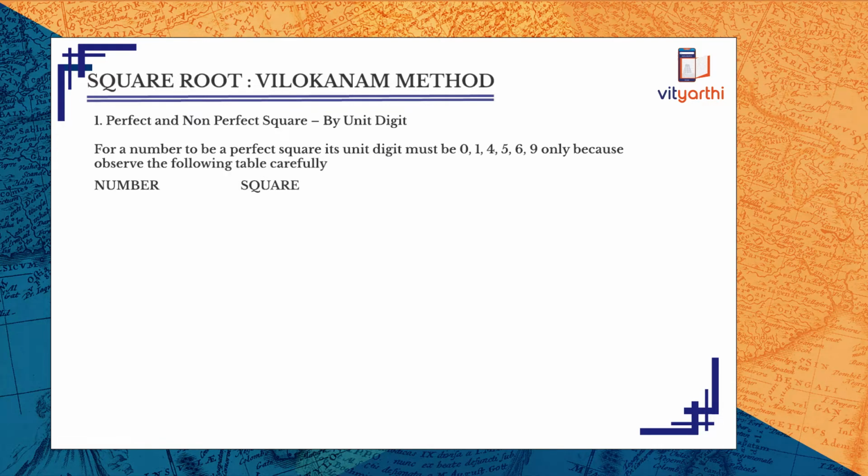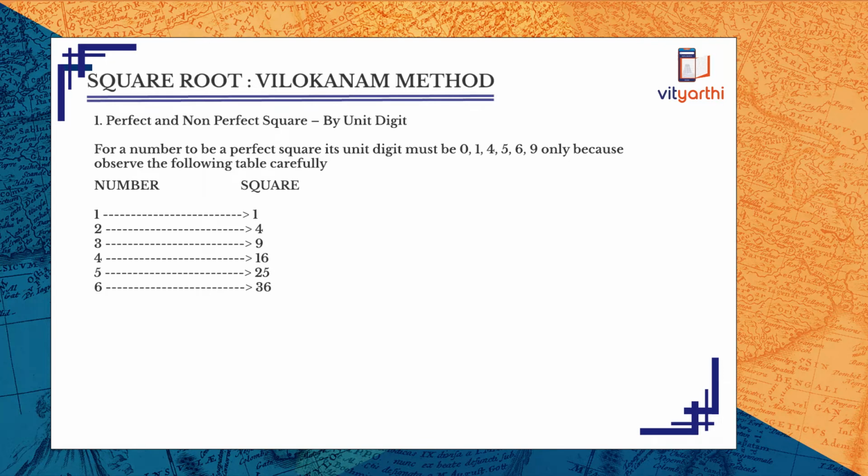What is the square of 1? It is 1. Square of 2 is 4. Square of 3 is 9. Square of 4 is 16. Square of 5 is 25. Square of 6 is 36. Square of 7 is 49. Square of 8 is 64. Square of 9 is 81. And square of 10 is 100. If we find the unit digit of all the squares, what is common in all? Unit digit of perfect square is either 0, 1, 4, 6 or 9.